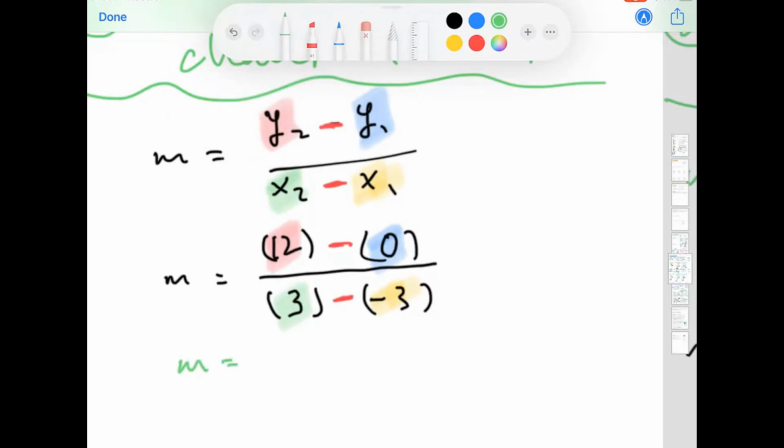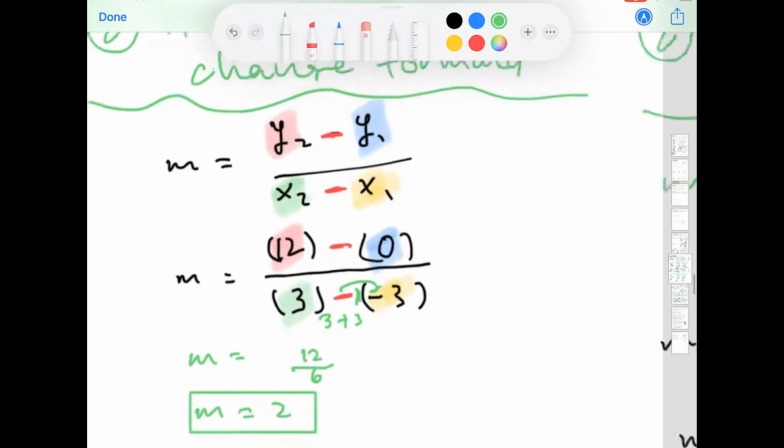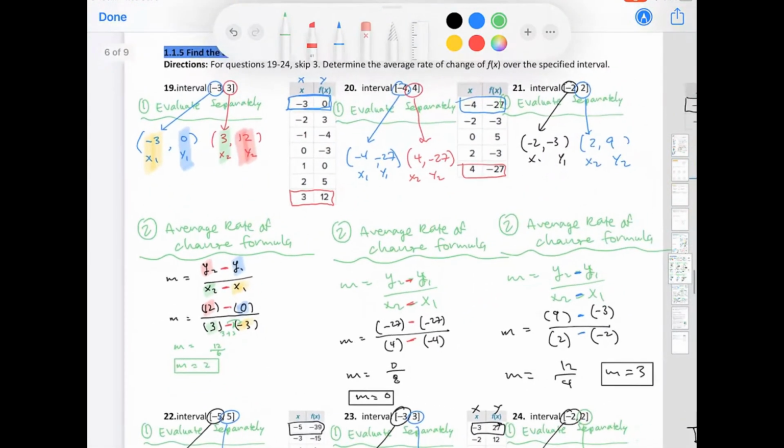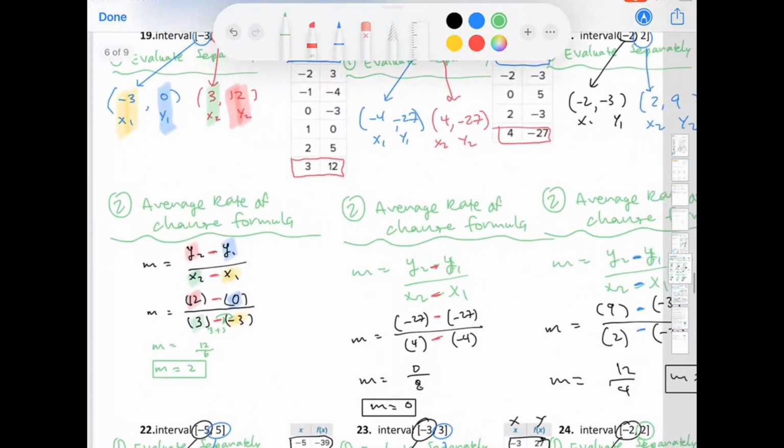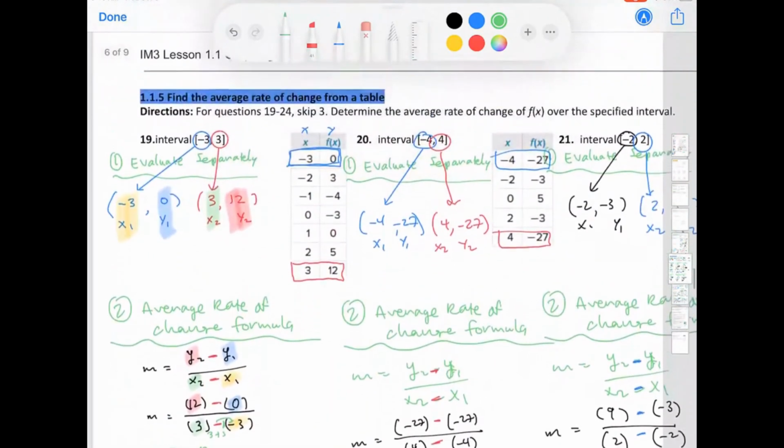And now we have m equals 12 minus 0 is 12, and the opposite of negative 3, or you can think of it as negative 1 times negative 3, which becomes positive 3, so 3 plus 3 is 6, so m equals 2. Our slope, or average rate of change, equals 2. Let's go on to question number 20 here.